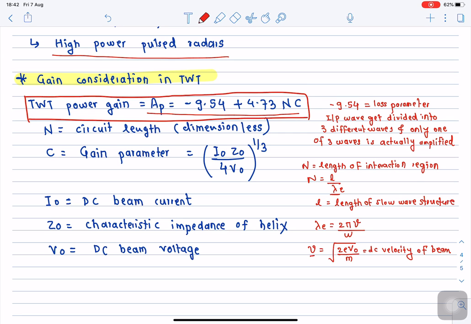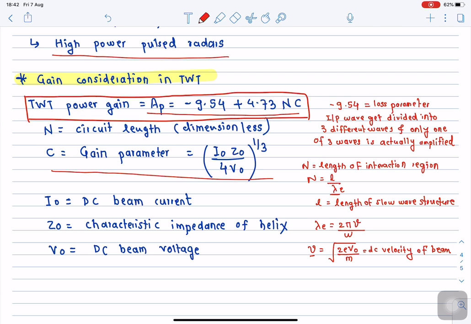The next part is C, capital C. Now this capital C indicates the gain parameter of the entire circuit, which is given by this particular equation. So whenever we want to design the traveling wave tube amplifier, we need to calculate the gain parameter of this traveling wave tube amplifier and the circuit length.